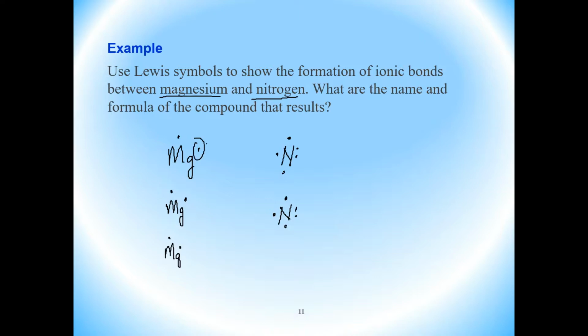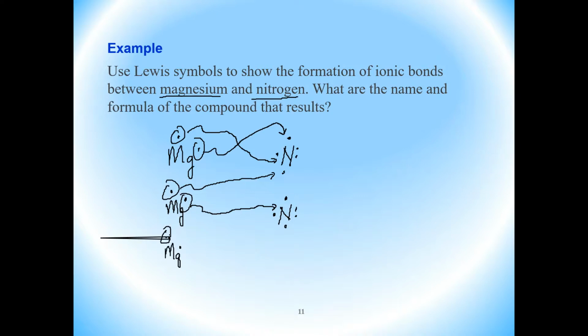So this electron, for example, can be transferred to this nitrogen atom. This electron can be transferred to the same atom, and then this electron can be transferred to that same atom. And then this electron can be transferred to this atom here, and then the final 2 electrons here will be transferred to the same nitrogen atom here. So what would be the result of that?